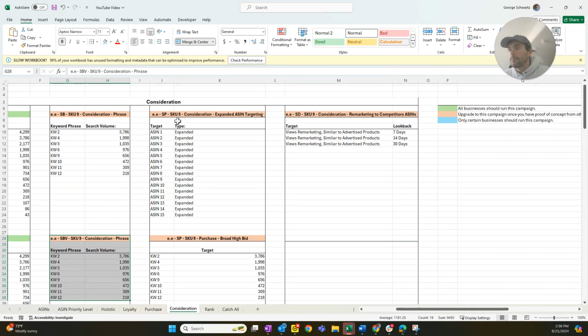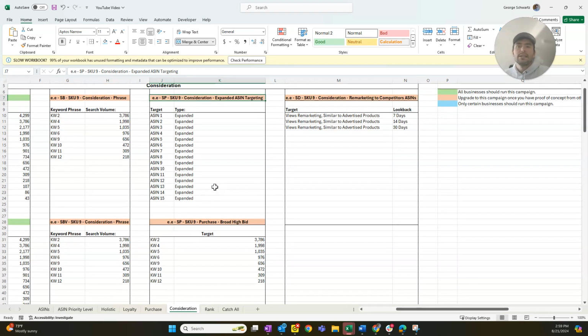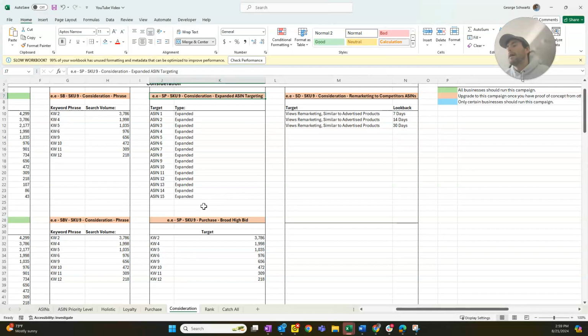Next up, what we can do is we can take those top performing ASINs and we can move them over to Expanded. Expanded is going to essentially act like broad, so rather than just going after that exact ASIN, it's going to broaden it out and go after a lot of different ASINs. We could take our broad campaigns' best keywords and we can make them a lot more aggressive.